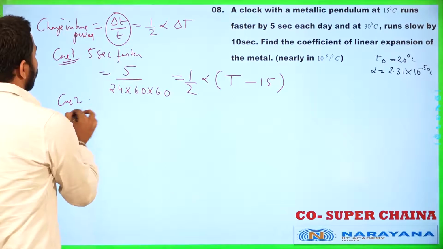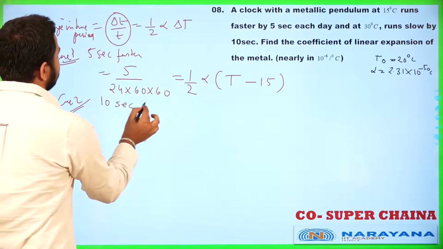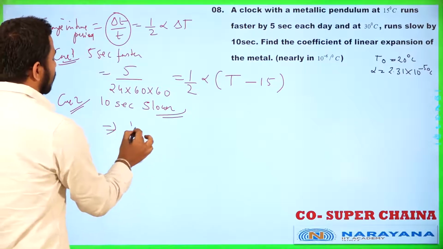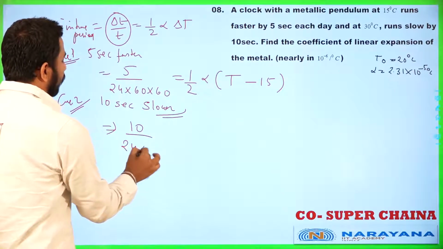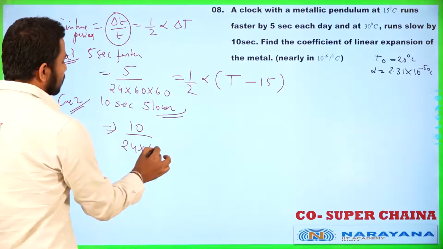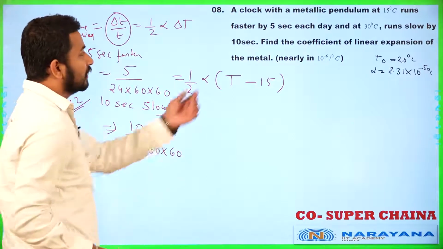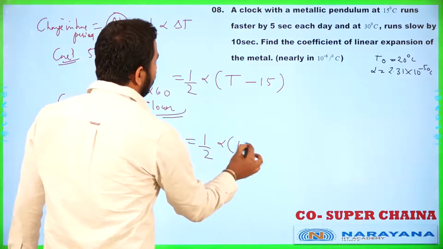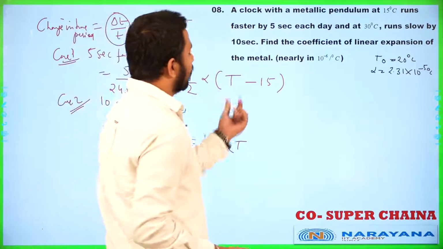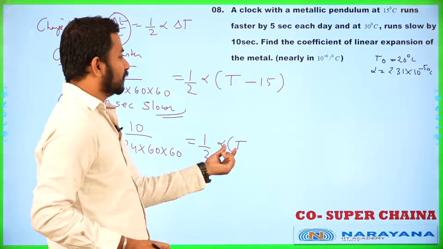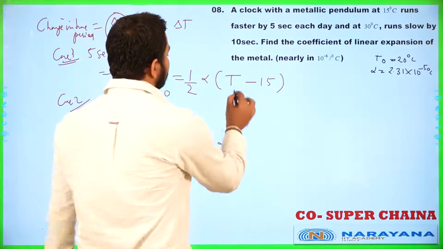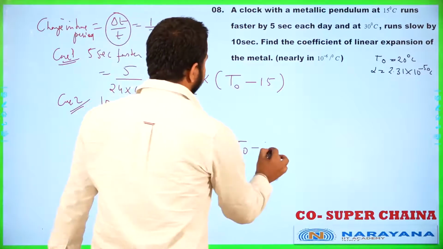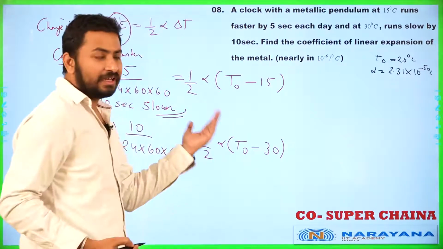When case 2, 10 seconds slower, takes place, I will write equation 2 as 10 by 24, right? 24, this I am converting into seconds because here the answer is given in seconds. So it will be equal to half alpha. What is the temperature here? I will take the equilibrium temperature, T0, minus 15, and here T0 minus 30. Okay, it can be any value.